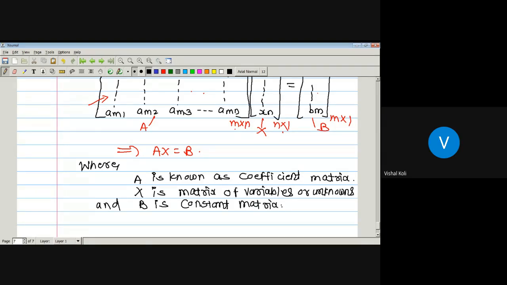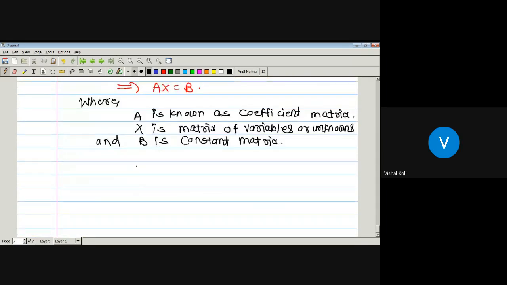Okay, so this one is nothing but AX is equal to B, where A is a matrix having order m by n, X is a matrix having order n by 1, and B is a matrix having order m by 1. So if we have a system of linear equations in which we have m linear equations and n unknowns, then it can be written in a matrix form in this way. Okay.